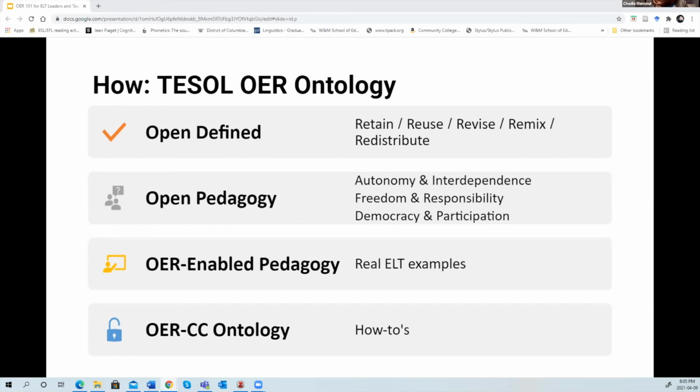And the leaders also need to be aware of OER-enabled pedagogy. As I mentioned earlier, the DC campus is a very good reference to educate leaders about enabled pedagogy, mainly by providing real ELT examples. One of the very great ELT examples is the DC campus. So the OER Creative Commons ontology is related to licenses, and the OER ontology is crucial mainly for the distributed and emergent leaders involved in the creation of OERs and the design of the repositories.